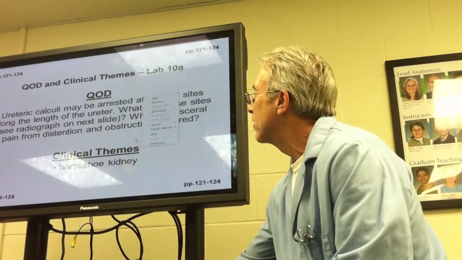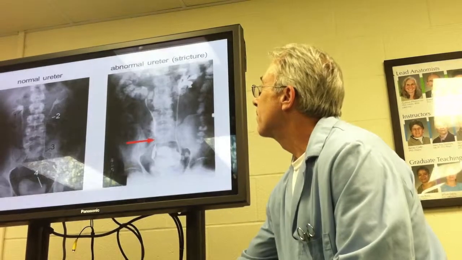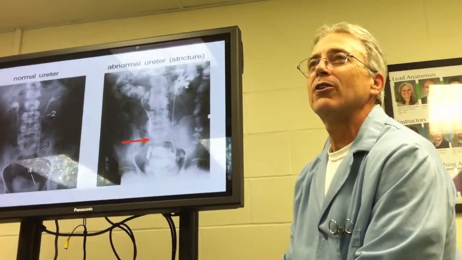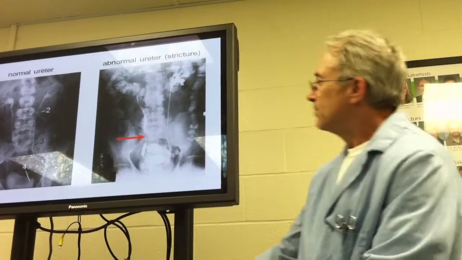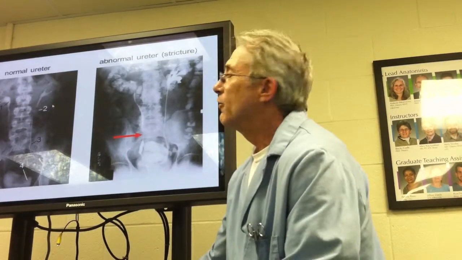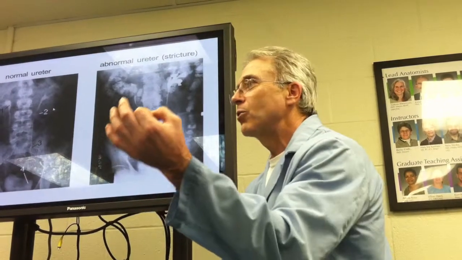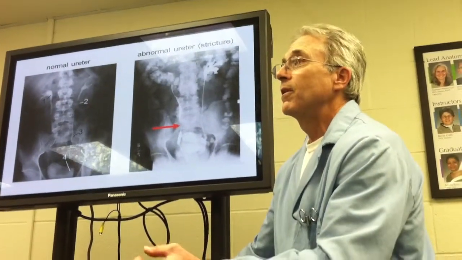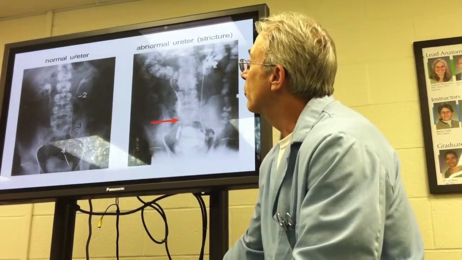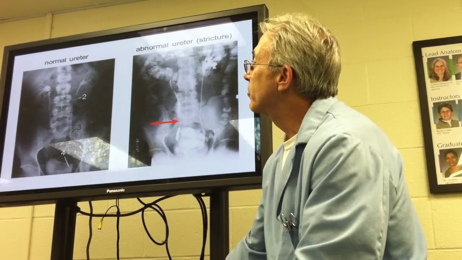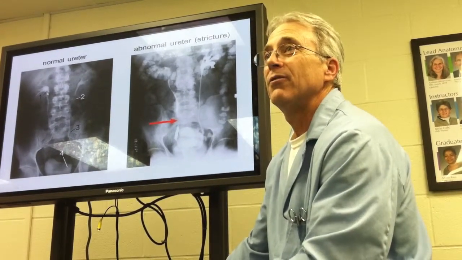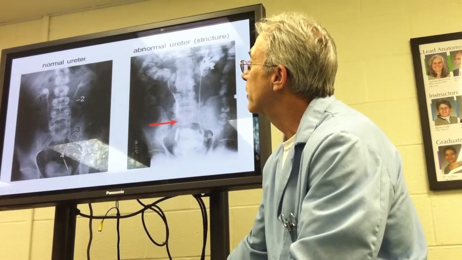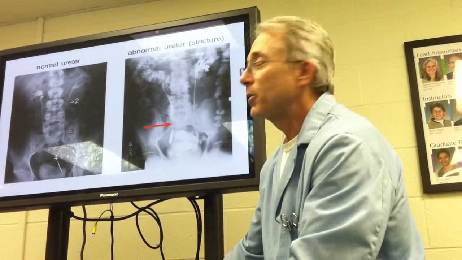Let's take a look at this next slide. They're showing us 4 different things. 3 of those are the sites, right? If you think it through, these stones are trying to make their way from the kidney to the bladder. So you can think of 3 different logical places where you might have trouble. One would be right where the renal pelvis narrows to form the ureter. All of a sudden, this nice big opening goes down to a narrow tube. So that's one of the places.